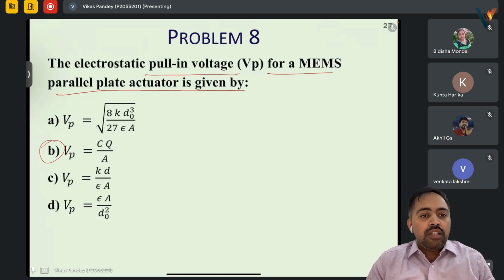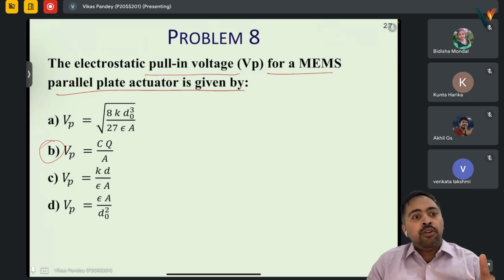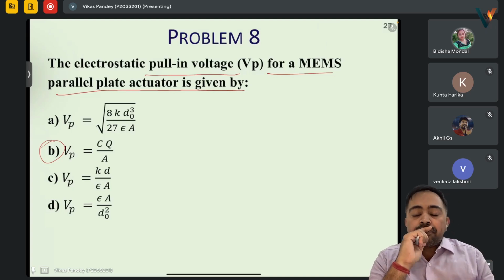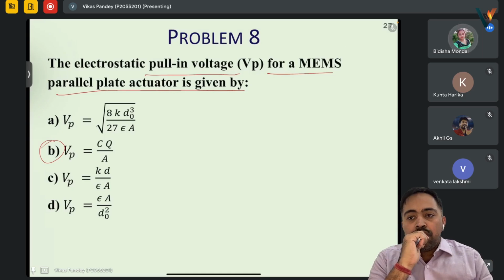The pull-in voltage will not only depend on electrostatic force, but it will have some component from mechanical forces.